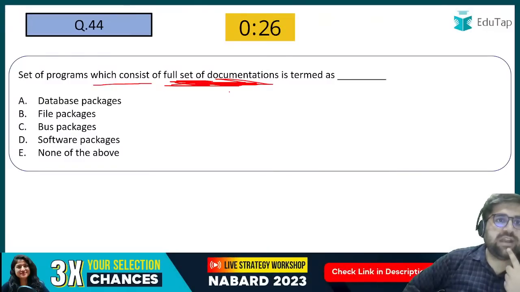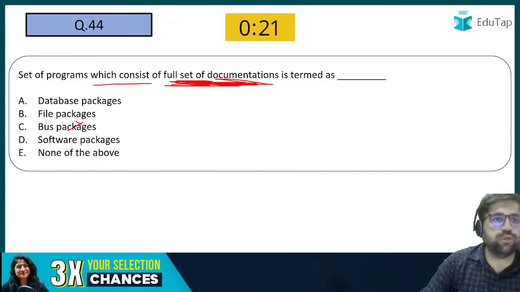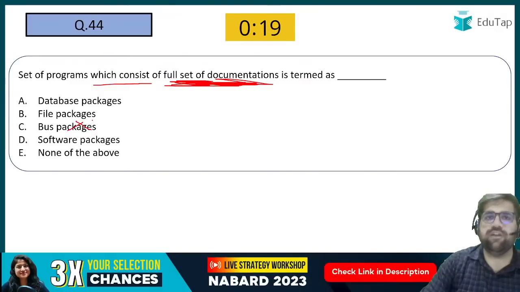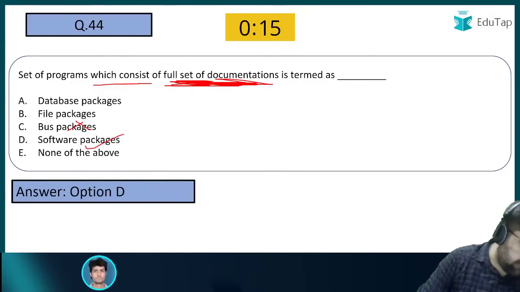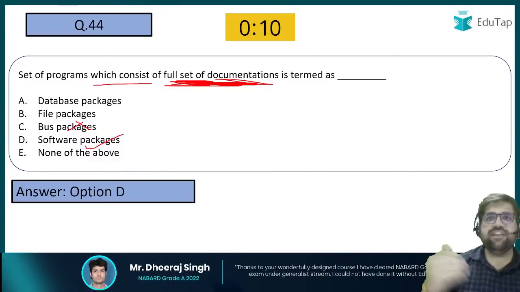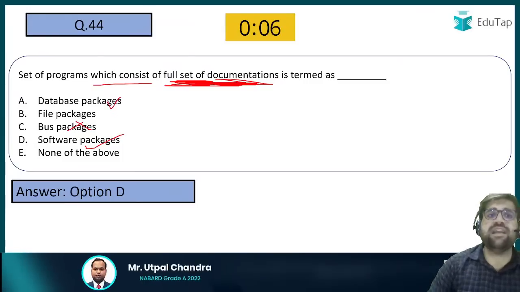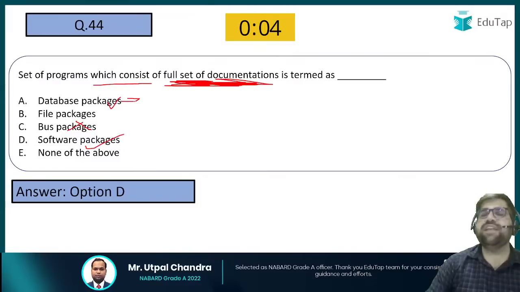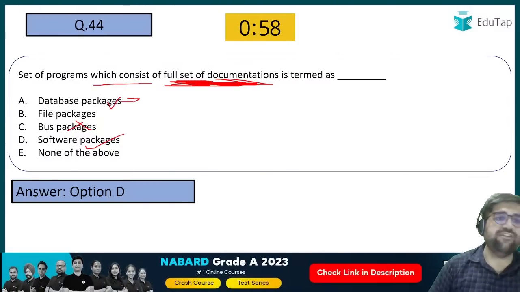Software packages, database packages, file packages, or bus packages. Look, bus packages is not a thing at all. File packages is just given to confuse you. The correct answer will be option D, that is software packages. Software packages, for example, when you install Windows, along with Windows you will see different other packages which also get installed in your computer. Database packages are related to data, for example tables and columns or other forms of data which you are feeding to the computer. Yes, the correct answer is software packages. Good.